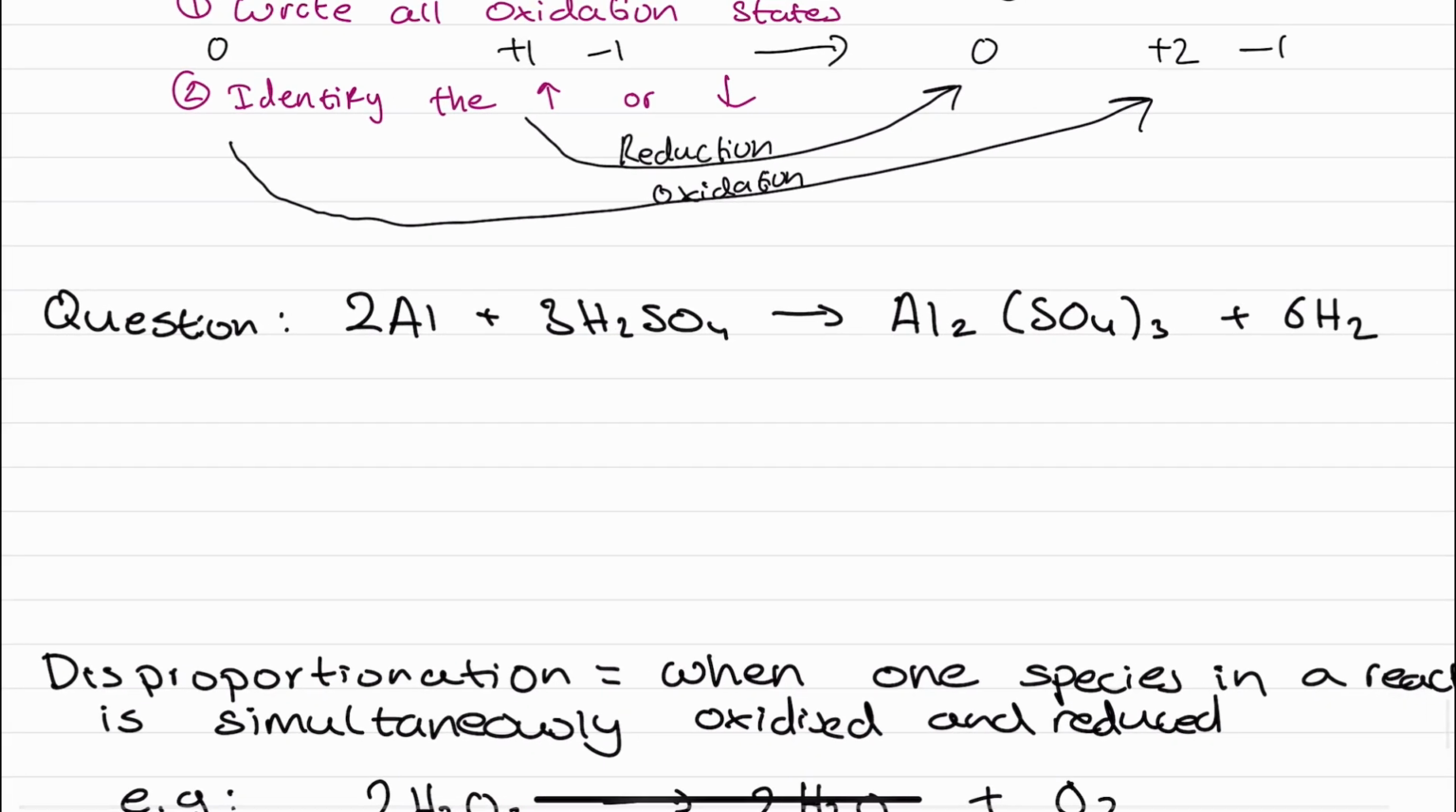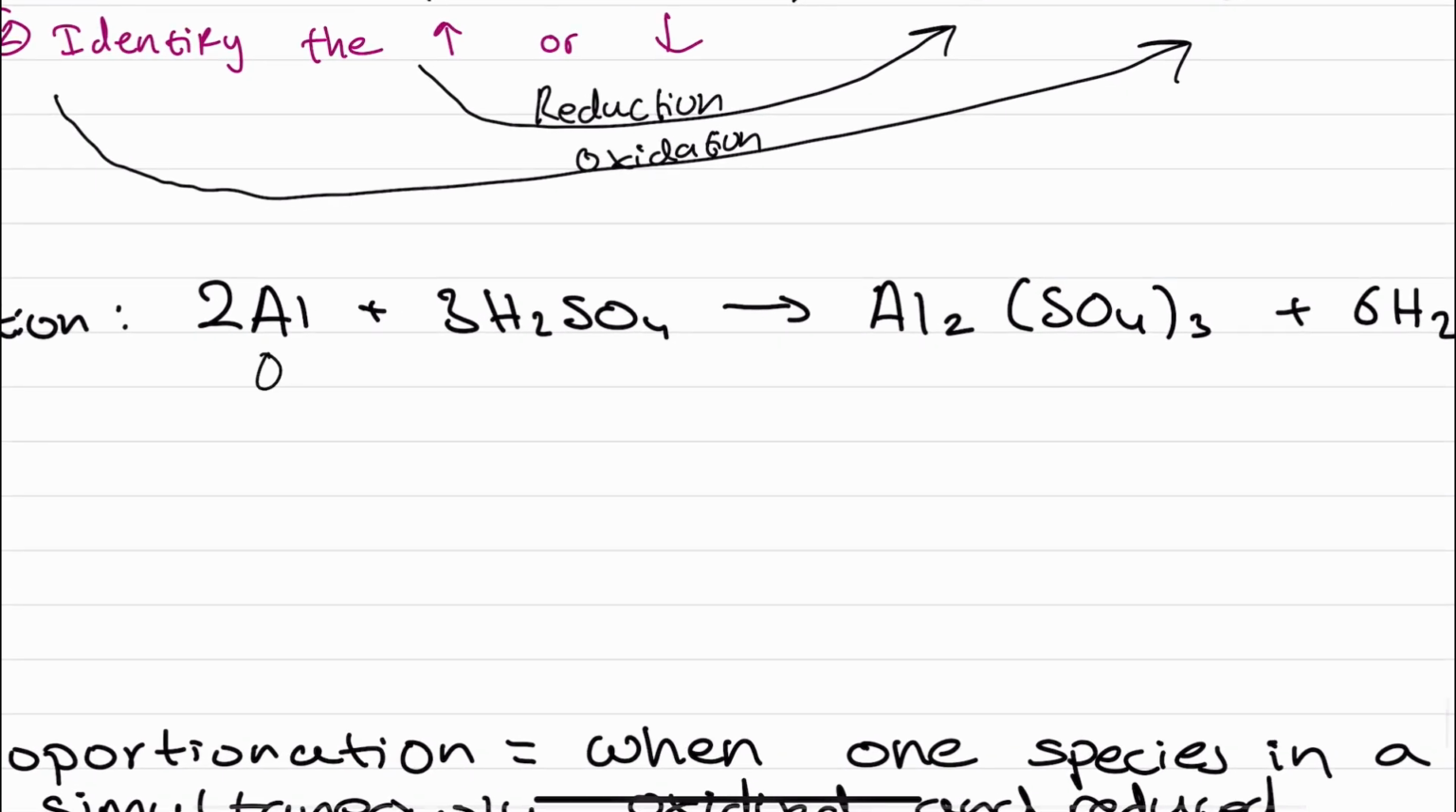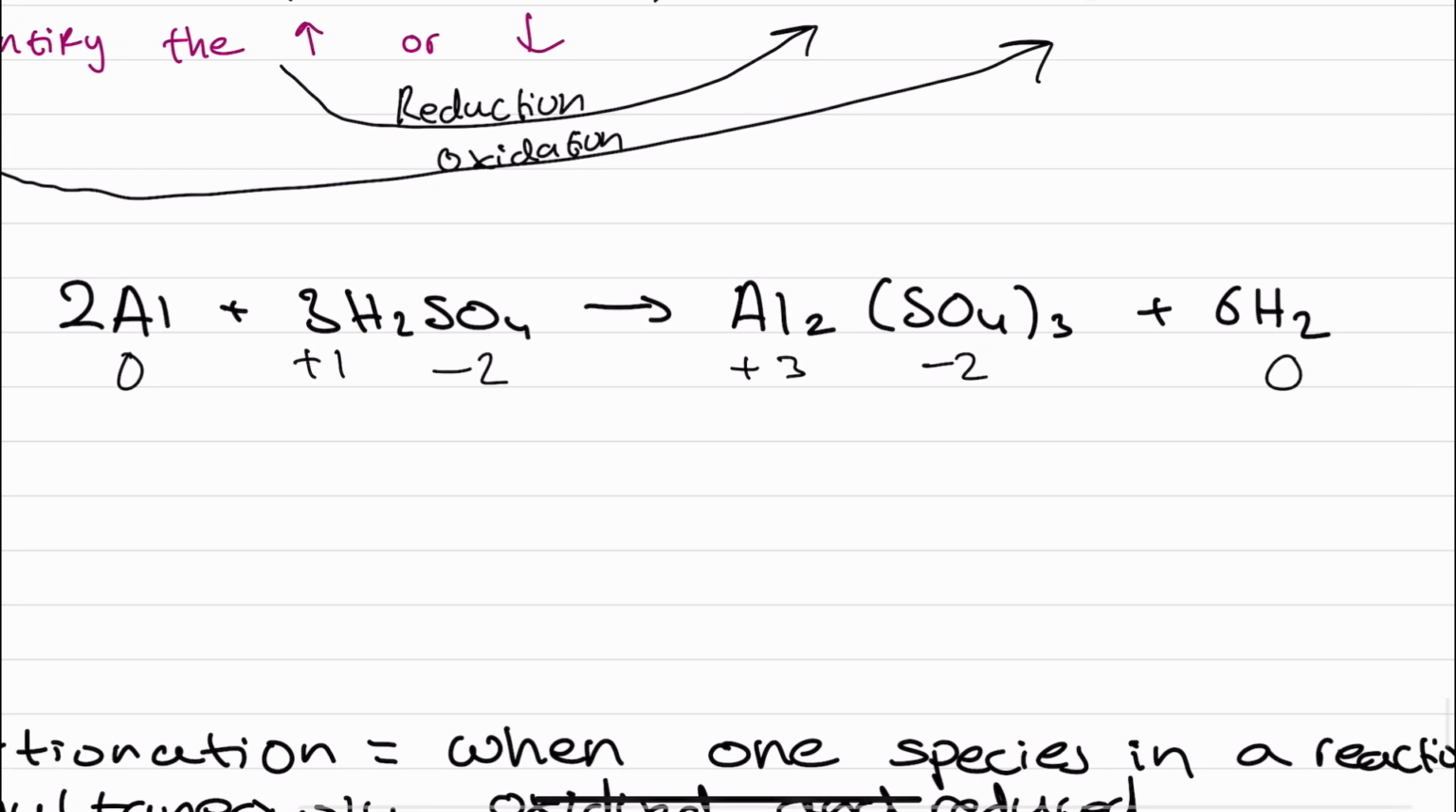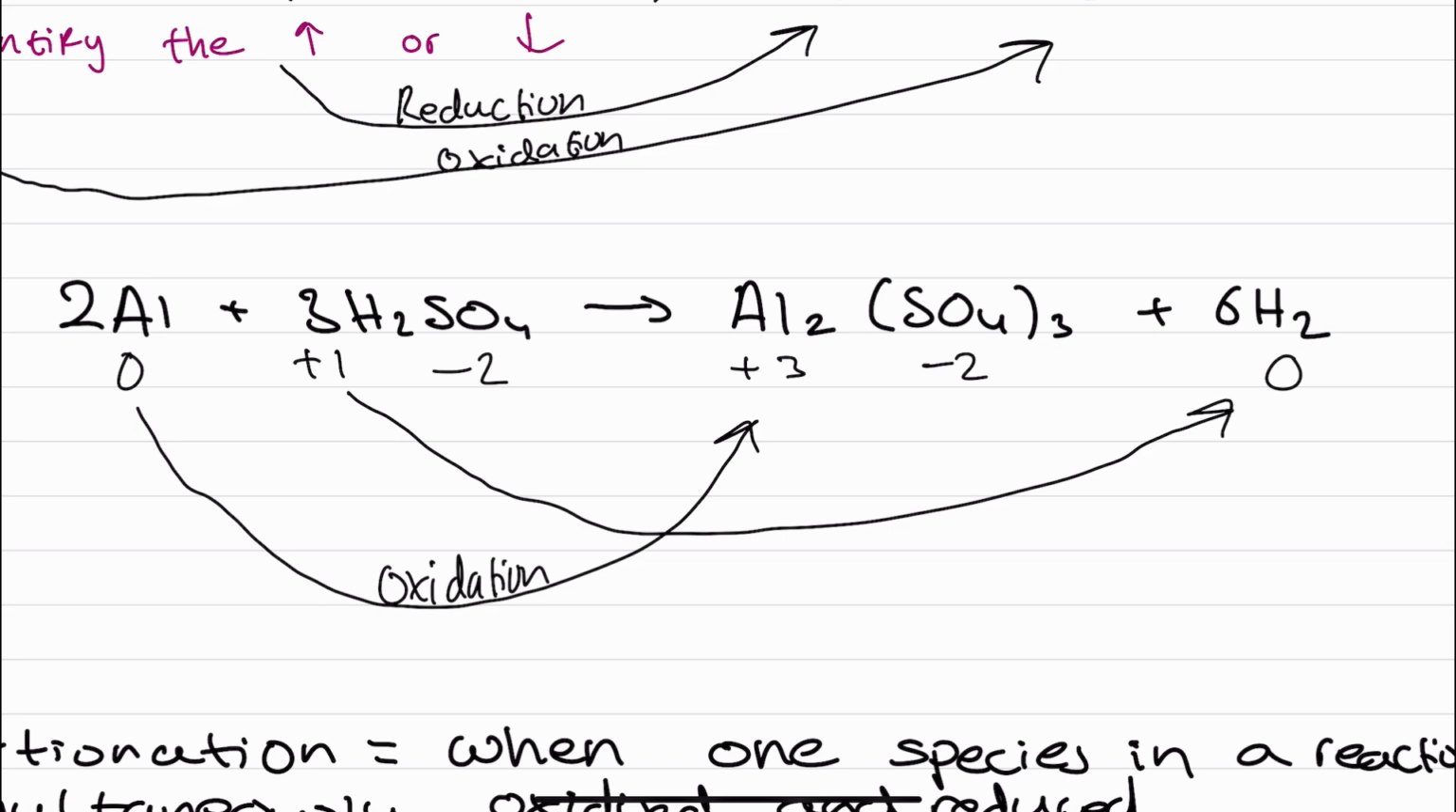Now, here's a question for you guys to attempt. Okay, we're doing this together. We know that aluminium is 0 because that is standalone. SO4 is SO4 2- because it's a polyatomic ion. This is -2. Then hydrogen would of course be +1 because there's 2 of them as well. We know SO4 remains SO4 2- here, -2. And there's 3 of those, so that's -6. And there's 2 here, so therefore aluminium here must be +3. And then the hydrogen, 0. Now going from aluminium here to there, this is obviously oxidation. And then hydrogen from here to here is reduction.